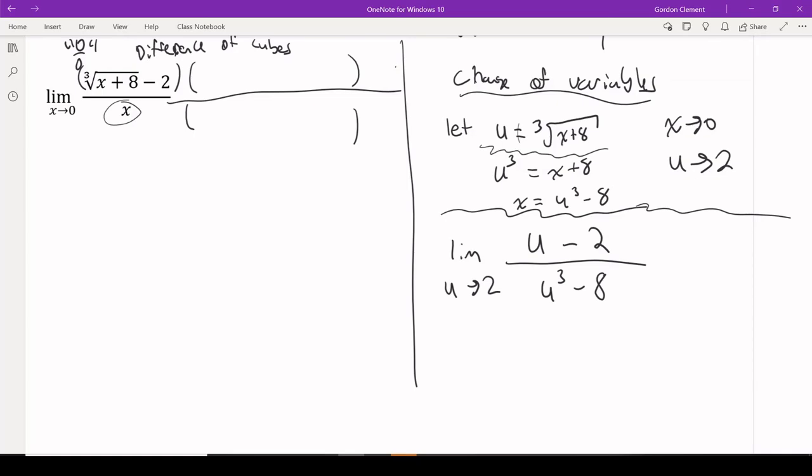So the denominator used to be x. Now it's this u cubed minus 8. So I've rewritten the whole fraction using this u. And then it's just a matter of x was going to 0. If x goes to 0, this u variable is going to go to 2. So that replaces everything that was x is now this new u.